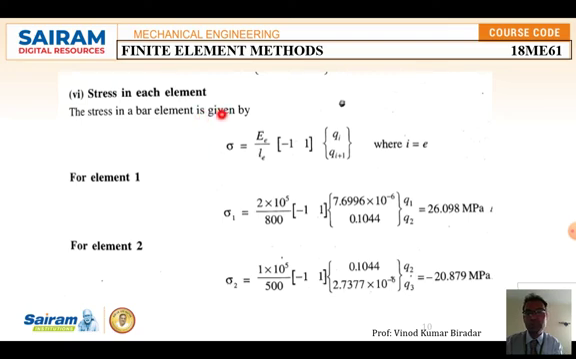What is the formula for stress? Stress is equal to E by LE times minus 1 1. Okay, so this is the formula. You have to substitute in this equation, and you are going to get the stress in each element. Since only two elements are there, you have to calculate stress 1 and stress 2. Okay, stress 2 has a minus sign, what does that indicate? The stress is acting in the opposite direction. Megapascal or newton per mm square are both the same.